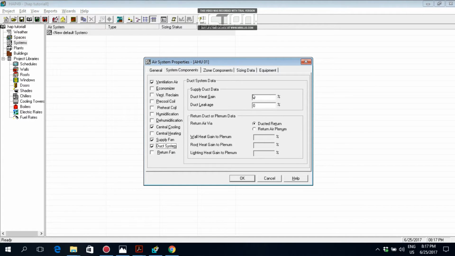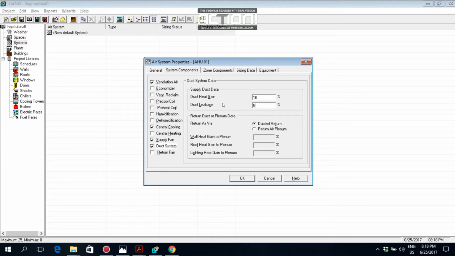Duct system, duct heat gain, keep it as 10%, duct leakage 5% to be on the safe side. What it means is, duct heat gain means there is a duct we are going to use and it is a metal duct, GI duct. It has the ability to gain some heat, so we need to consider that part of the heat load also. That's why we are considering 10% of the total heat load.